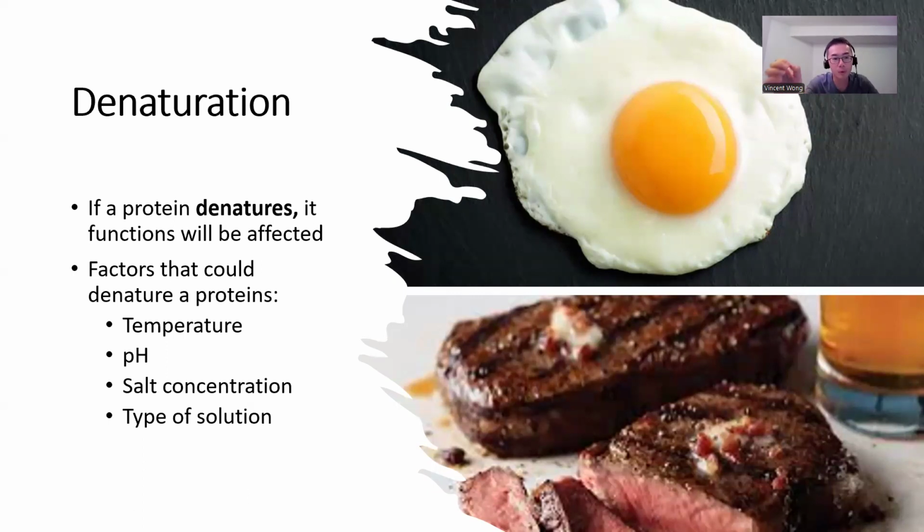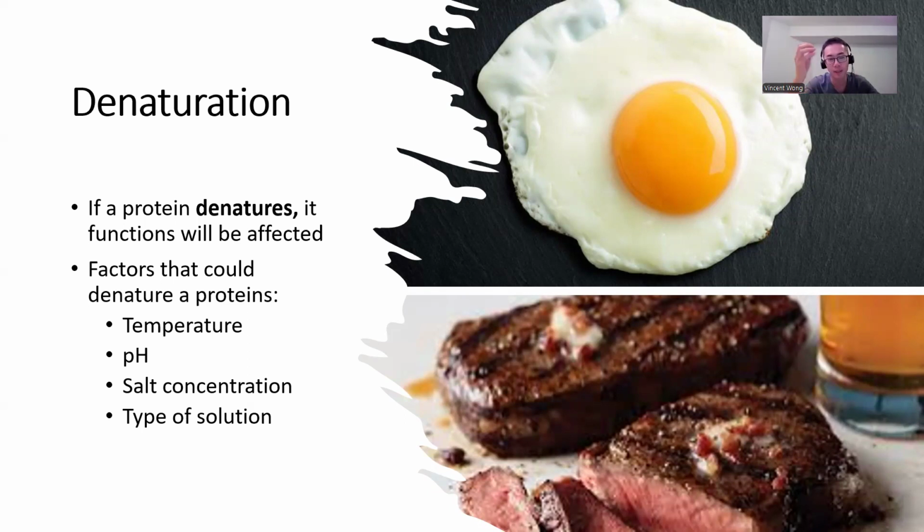Factors that can denature protein include temperature. When you cook an egg, you are basically denaturing the protein. Where do you find the protein in an egg? Do you know? Is it in the yolk or is it in the white? Yolk. White. It's in the whites, yeah, okay. Good try though.